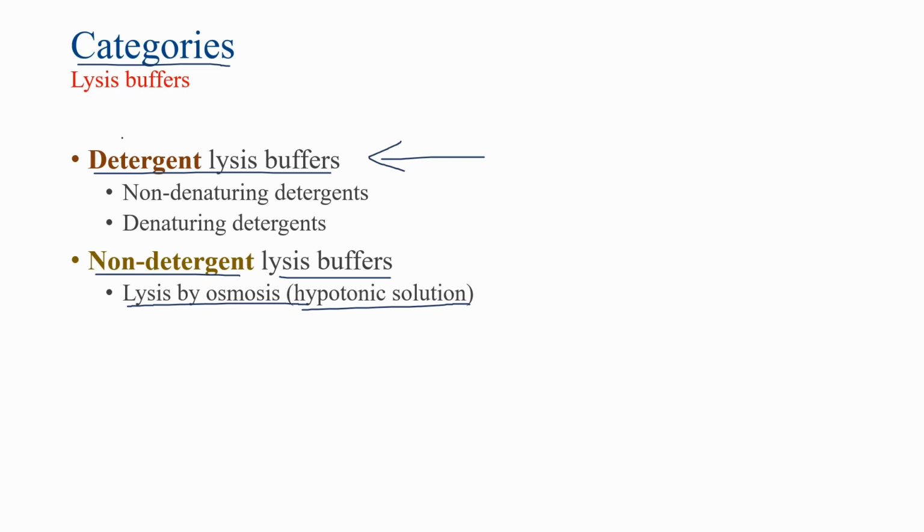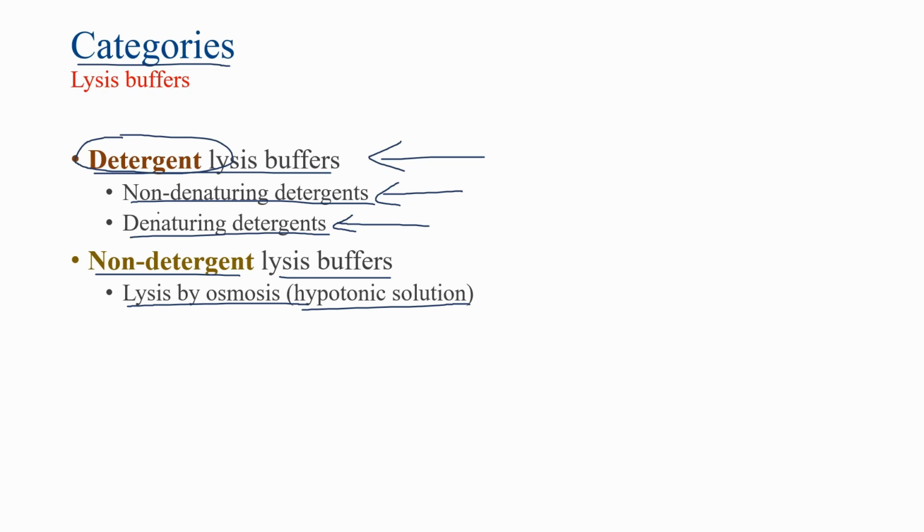When looking at detergent lysis buffers, we can classify those into two main subcategories, being the non-denaturing detergents as well as the denaturing detergents. Non-denaturing detergents are basically detergents that do not interfere with your proteins within the cell lysate. On the other hand, denaturing detergents will denature your proteins within the cell lysate.